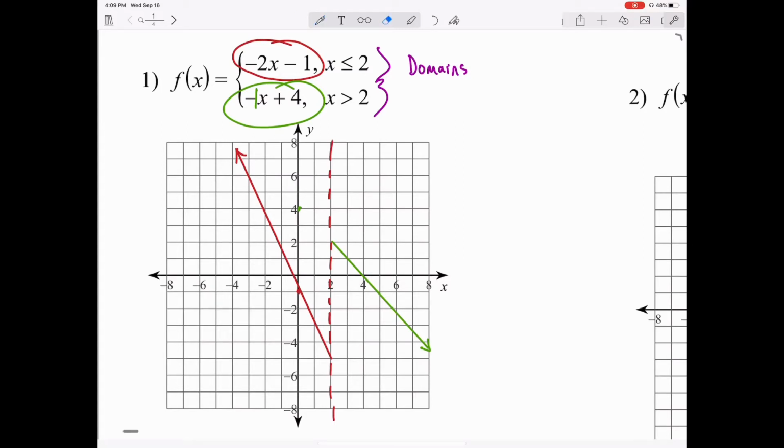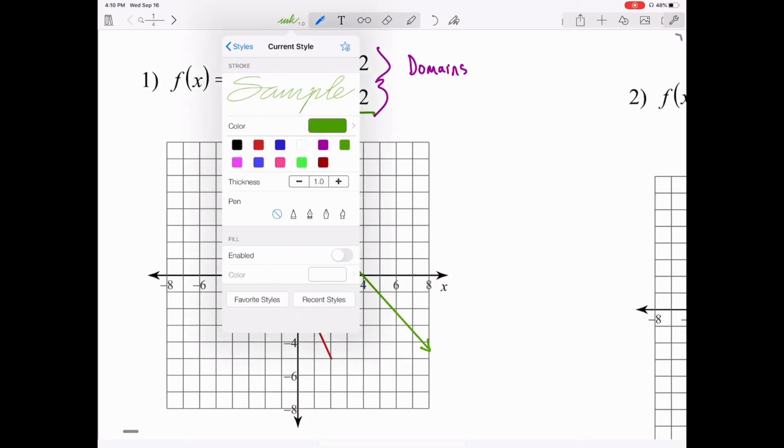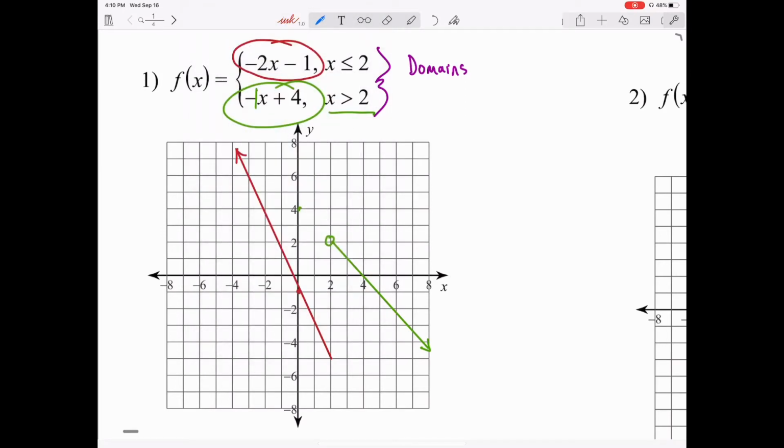I'm going to get rid of this dashed line because that's not necessary. And in green, if you look at x is greater than 2, that does not have an equal sign, so we have to have an open circle. And if we look at the top function, x is less than or equal to 2, we need this solid filled circle there. So that would be one example of a piecewise function.